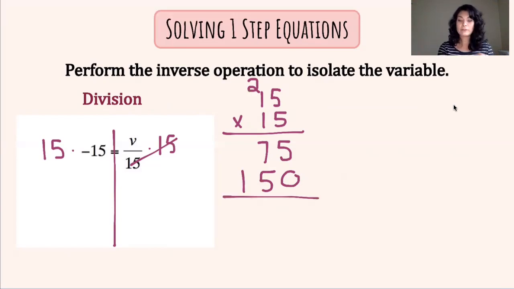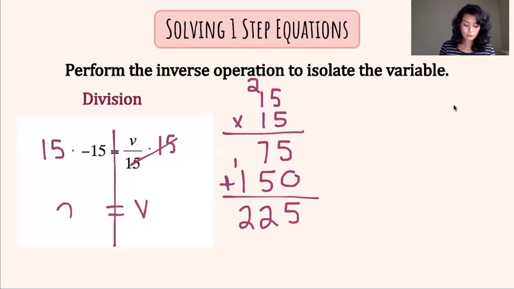So now to get my final answer, I add these 2 rows of numbers. 5 plus 0 gives me 5. 7 plus 5 gives me 12. And I carry the 1. 1 plus 1 gives me 2. So V equals 225. And again, always double check the signs of your answer. I was multiplying a positive with a negative. That gives me a negative product. Here's my final answer.